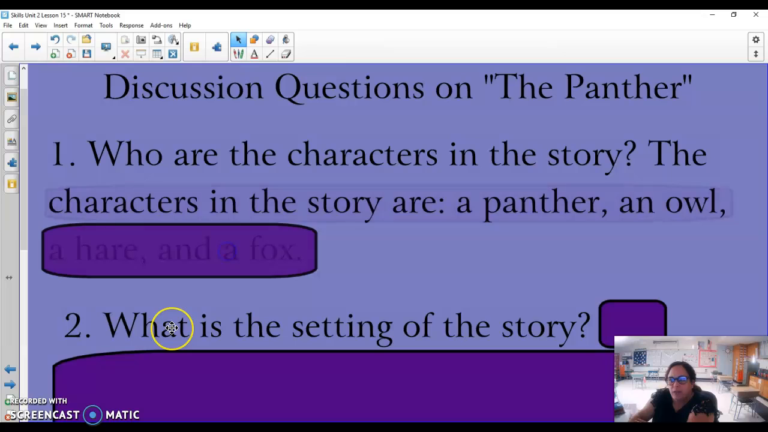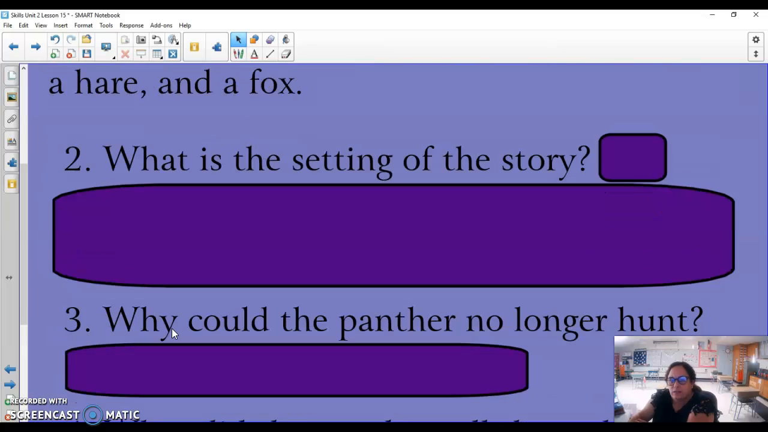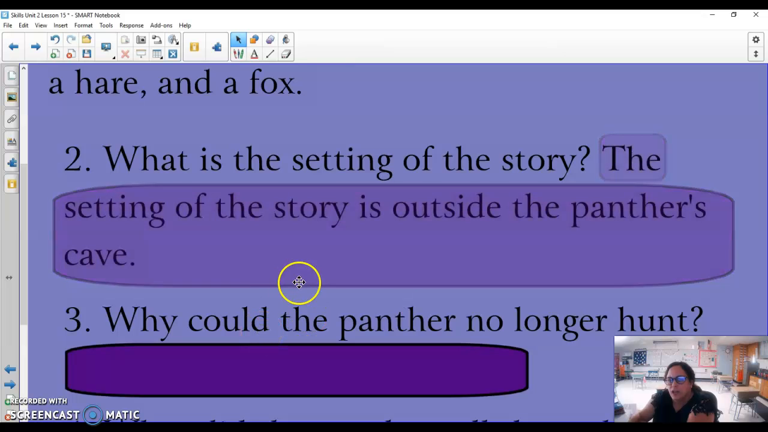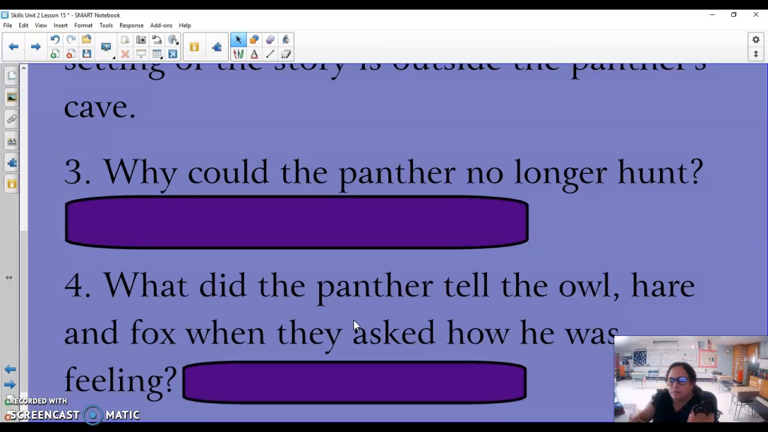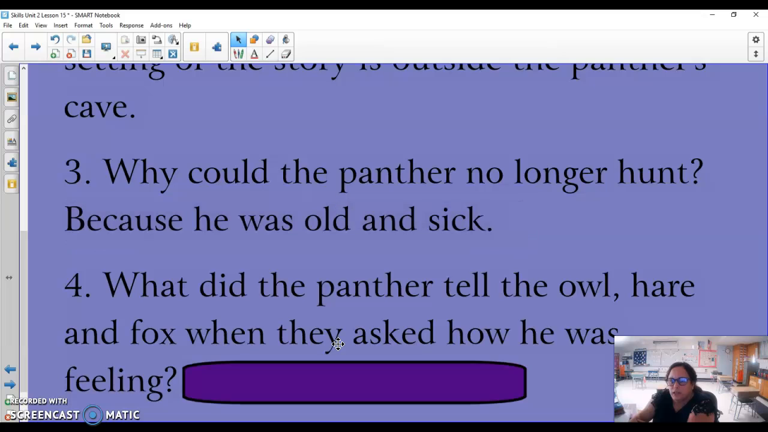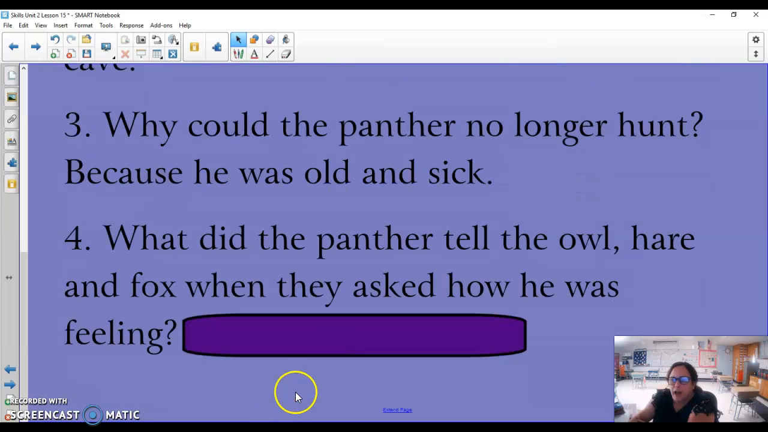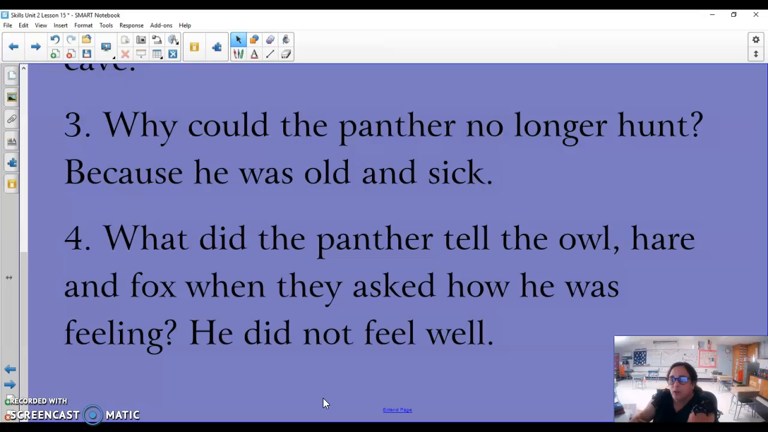Yep, we had a panther, an owl, a hare, and a fox. What is the setting of the story? Where was it taking place? Yep, at the mouth of the cave, right? In the panther's cave. Why could the panther no longer hunt? Because he was old and sick. What did the panther tell the owl, hare, and fox when they asked how he was feeling? He did not feel well. And he also said, remember, it's so nice to have visitors when he's not feeling well.